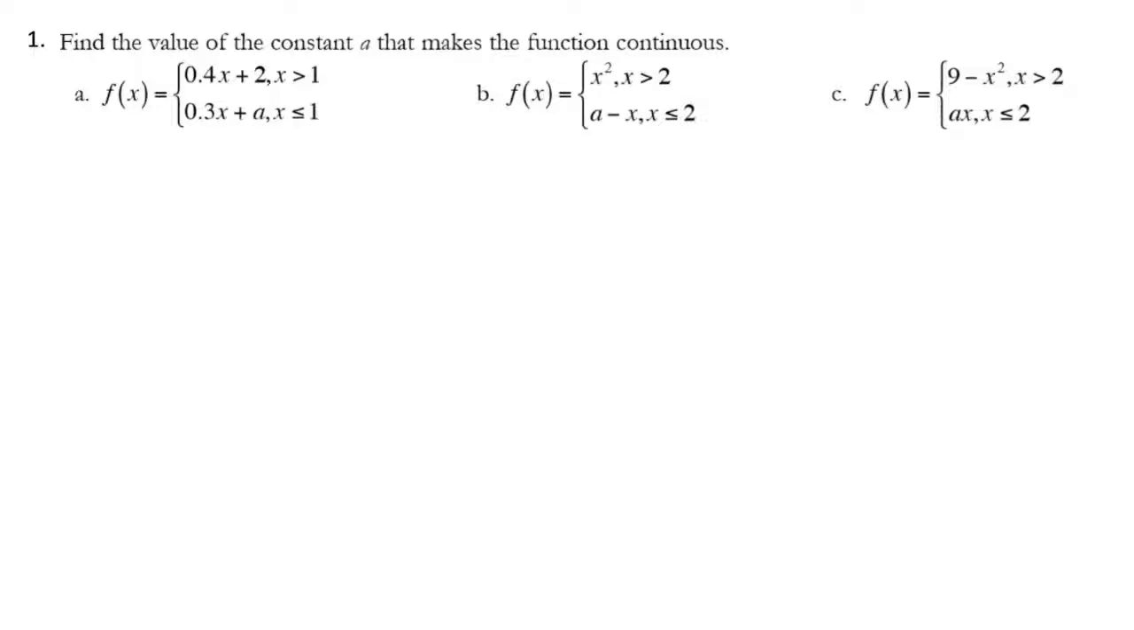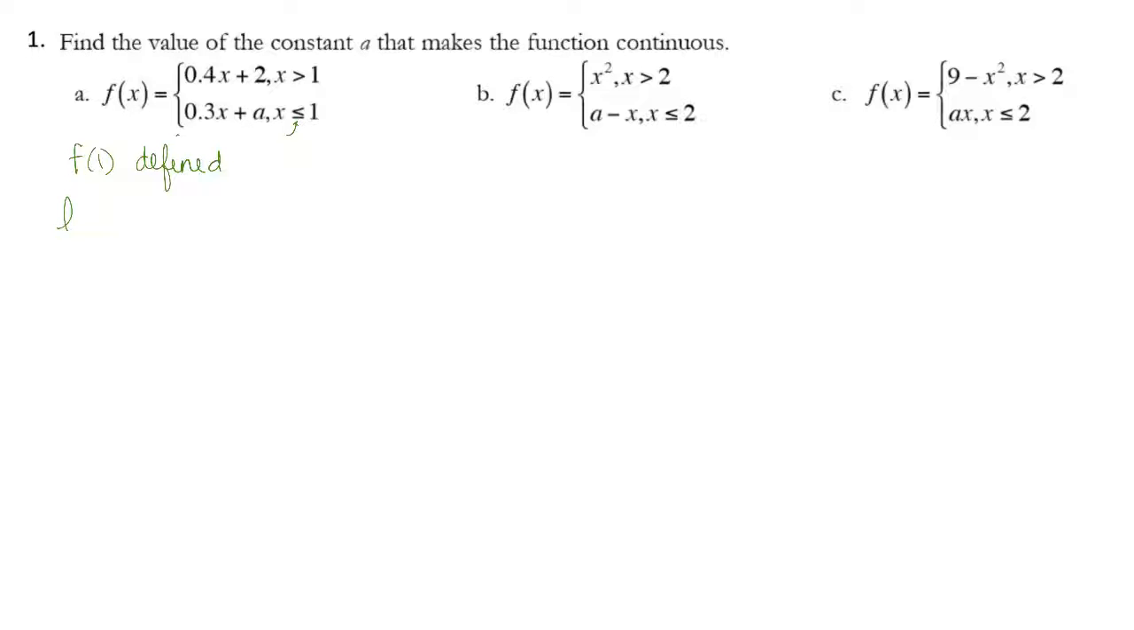All right, we need to review the values of the constant a that makes this function continuous. So for the first part, let's say for part A, we do need to check to see if f at 1 is defined, and that's always going to be our first step. And notice it is defined right here. So we'll come back and find that actual value if we need it.